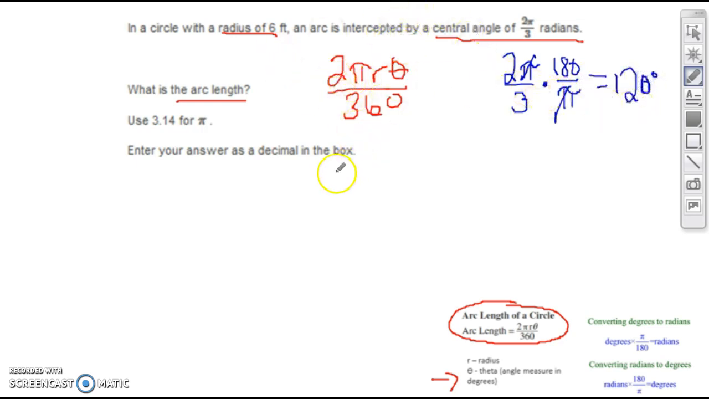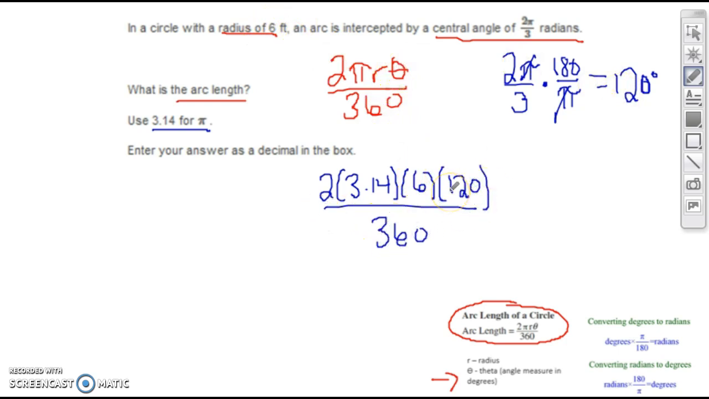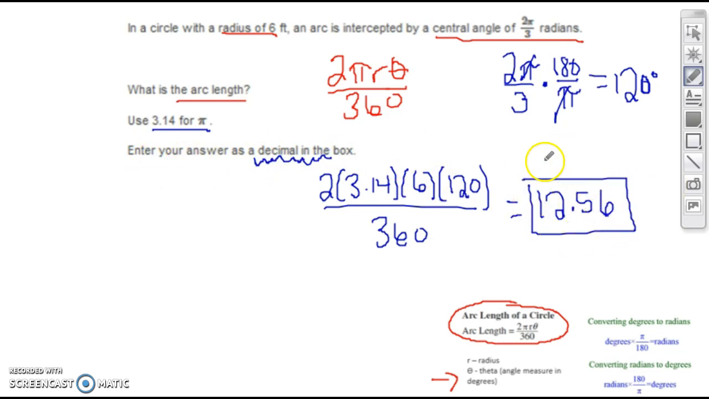All right, now I'm going to plug in. It says to use 3.14 for pi, so I'm going to substitute that in for pi. For the radius, I have a radius of 6. For theta, I changed it to degrees, and it's 120 degrees, all over 360. So this just becomes a calculator problem. 2 times 3.14 times 6 times 120, all divided by 360. And it does say to enter your answer as a decimal. And my decimal is 12.56. So that would be my arc length.